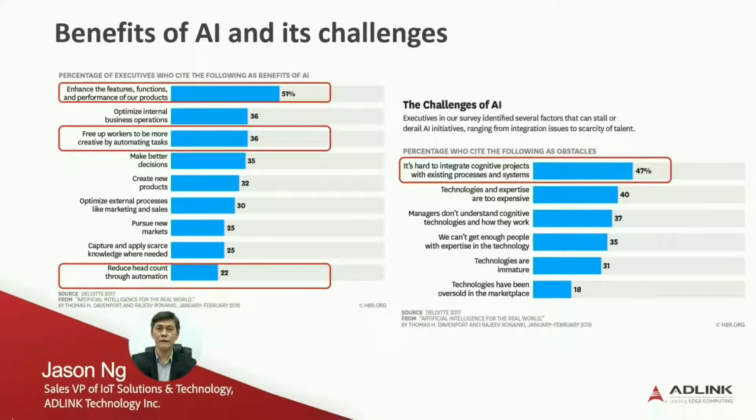AI has been a very hot topic, and users have acknowledged the benefit of AI to enhance the features, functions, and performance of their products. It frees up workers to be more creative by automating tasks, and reduces headcount through automation. But challenges are also acknowledged by both the user and the SI. It is difficult to integrate cognitive projects with existing processes and systems.